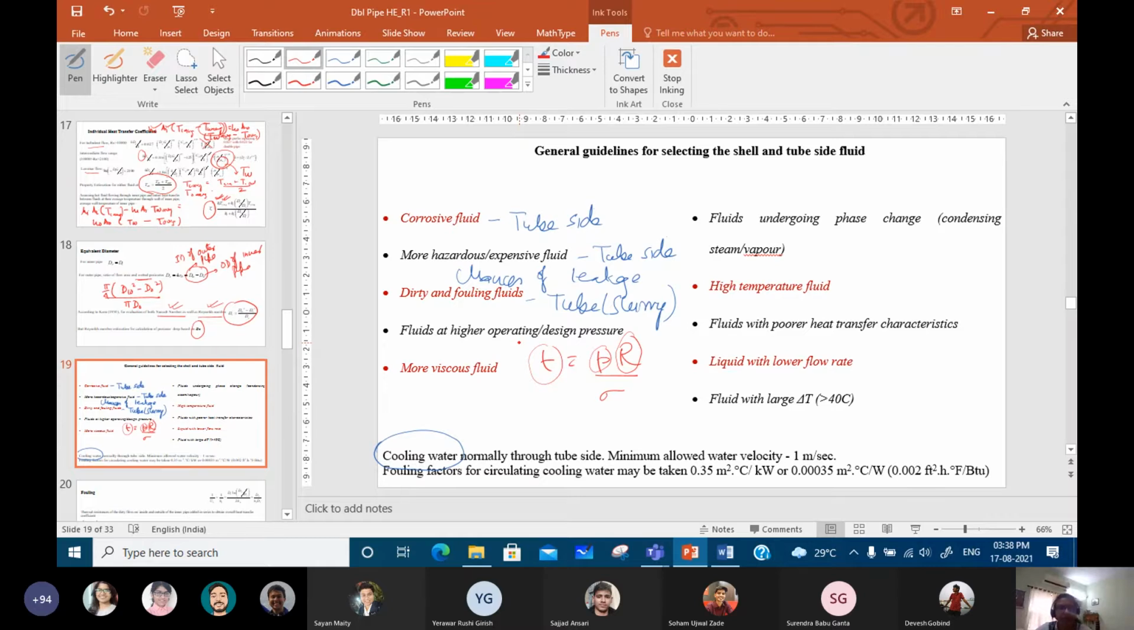So these are some typical guidelines. They are not sacrosanct rules, but these are certain things that you need to consider. Especially in the shell and tube exchanger, the tubes are of much lower diameter compared to the shell. For those cases, for a higher pressure fluid, the shell thickness has to be very high, and that adds to the cost. Now coming to the more viscous fluid, can you tell me on which side this should be?